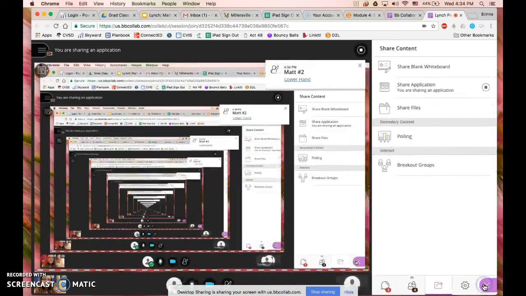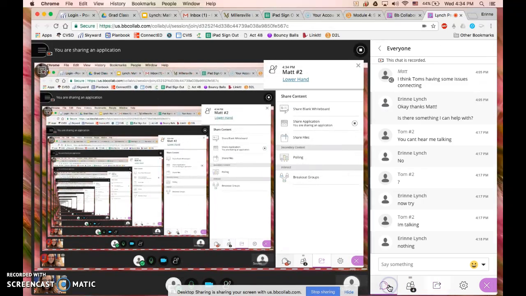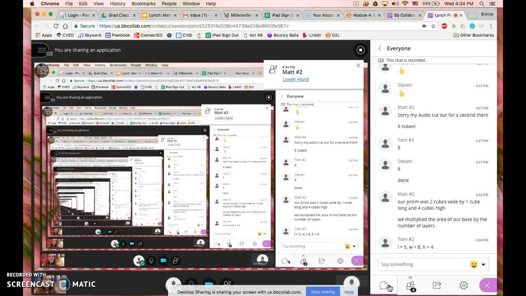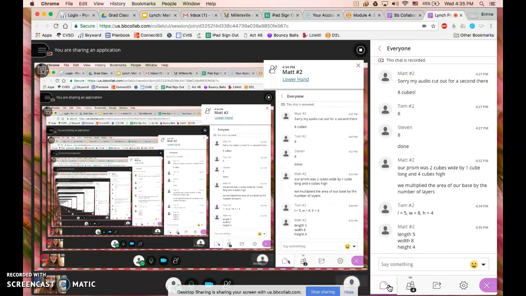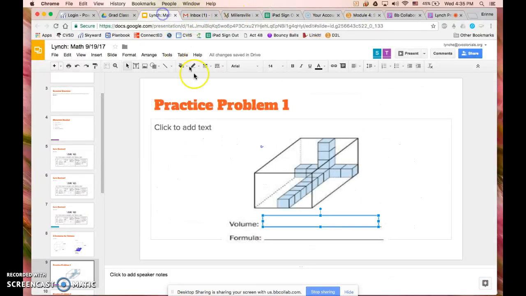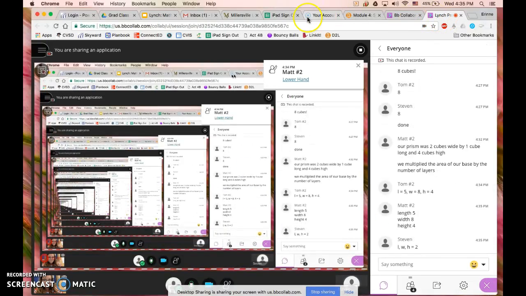Ooh, crazy screen again. Give you a couple seconds. Tom, that looks awesome. There you go, Matt. And so we had a length of 5 cubes, and you didn't get tricked by that crazy hidden cube in the back there. We had a length of 5, a width of 8, and a height of 4.